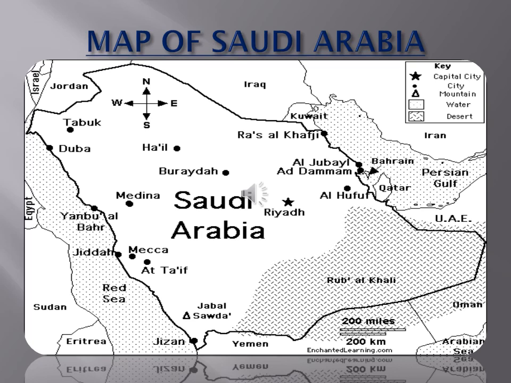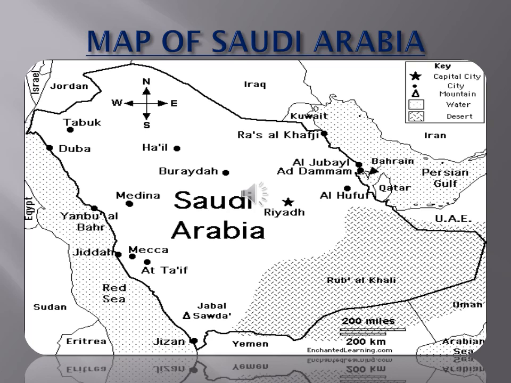This key's symbols denote the places. Look here down, Riyadh. It is the capital city of Saudi Arabia. So it is represented by using this star symbol. Each and every dot represents the cities in the map of Saudi Arabia. Look here, Tabuk, Mecca, Al Taif. All these represent cities. That is why the symbols are said to be the key.